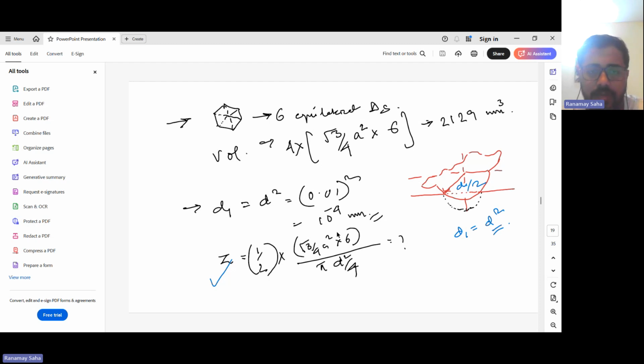How to find the area of a hexagon? You can divide the hexagon into 6 different equilateral triangles, right? And then you know how to find the area. If you know the area of an equilateral triangle, then the total area can be found by multiplying the area of each equilateral triangle by 6. So root 3 by 4 times the side squared gives the area of an equilateral triangle. If you multiply it by 6, you get around 2129 millimeters square.